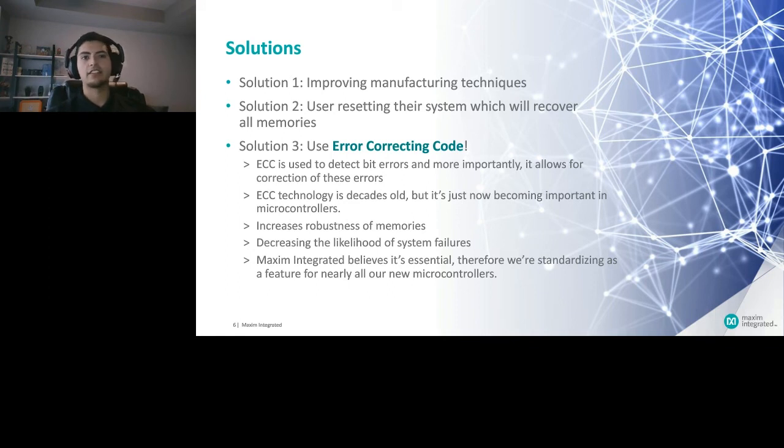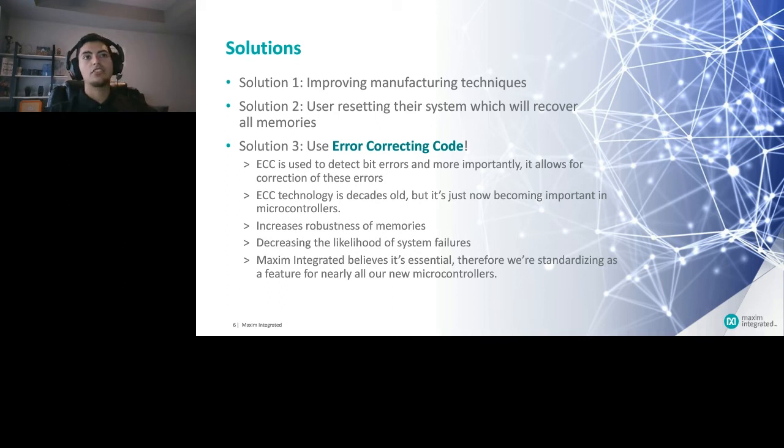But this is something that is not dependent on us, the user of the integrated circuits. We have to depend on a third party to do this, so this is not super practical. The second thing that you could do is maybe reset your system so that you are able to recover the memories and it goes back to the memory that you were expecting, especially in SRAM memories.